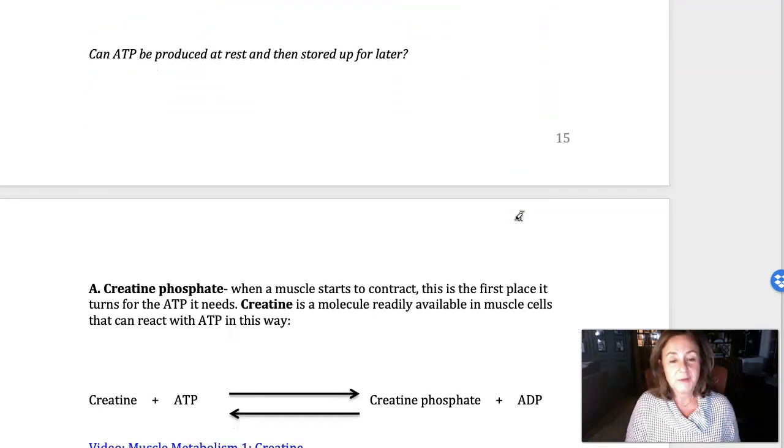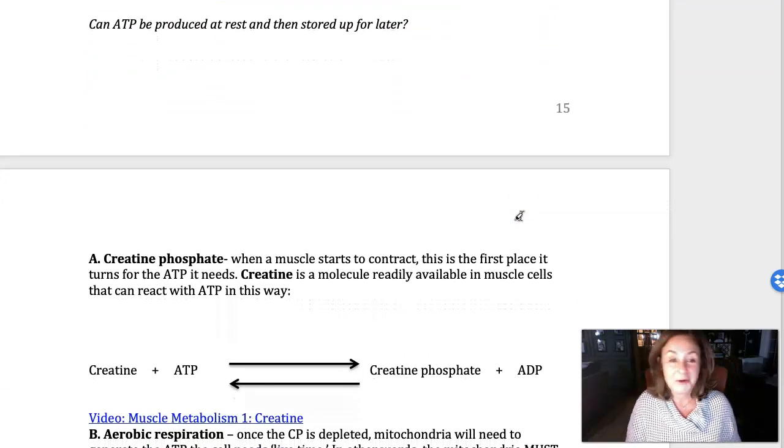And so here's what I'm thinking. This is if I didn't know any better. Can the ATP be produced and stored up for later? In other words, when we're at rest, could the mitochondria make ATP, stockpile the ATP, save it for later, and then when my muscle contracts, I can just use that? That would be what I would plan on. But unfortunately, ATP cannot be stored for later.